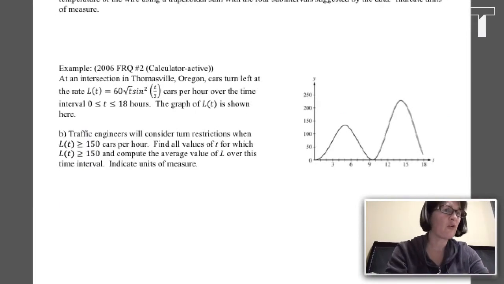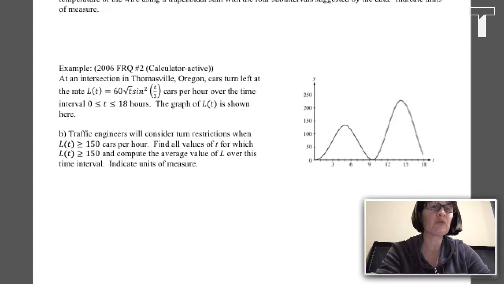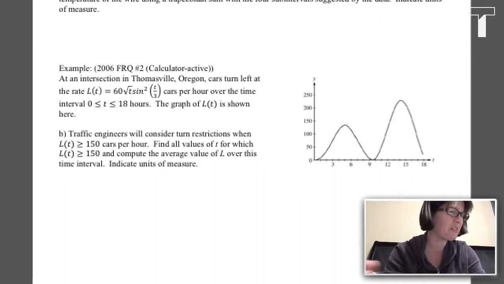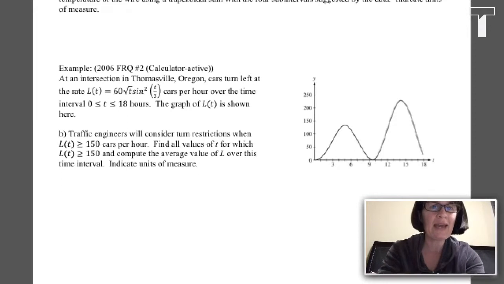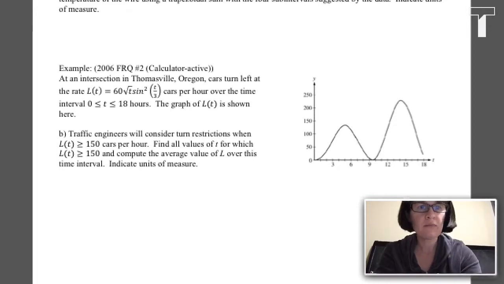I've been given a function, L of t, which is the rate at which people turn left. And I have this problem. Traffic engineers will consider restrictions whenever L is greater than 150 cars per hour. So let's find all values of t for which L is greater than or equal to 150. This is not a trick question. It's not a calculus question. So it's not normal to get asked this on the AP test, but we can answer this question.